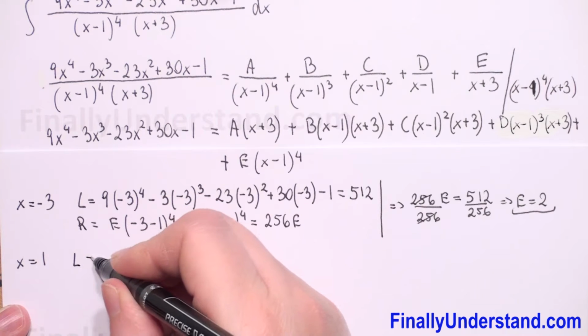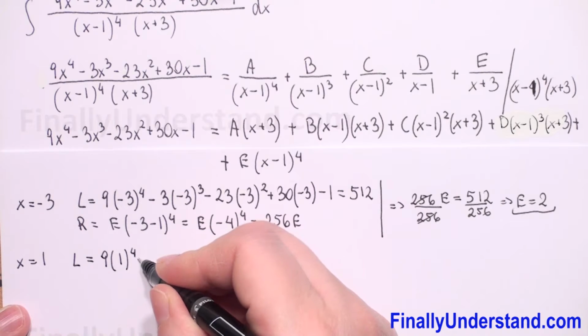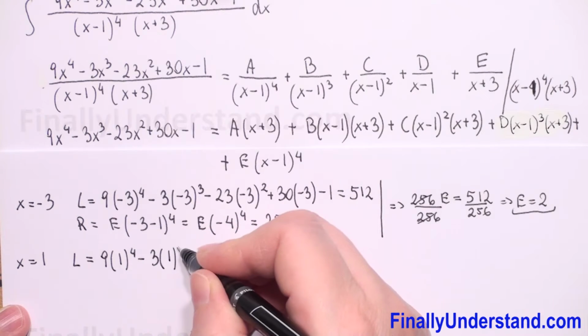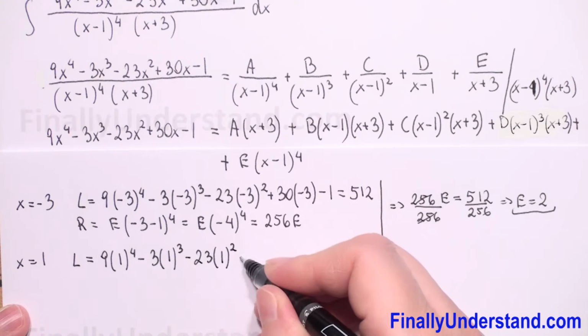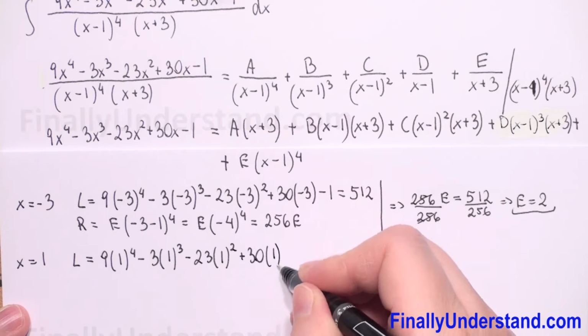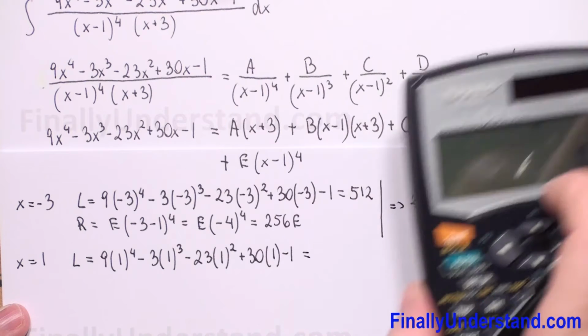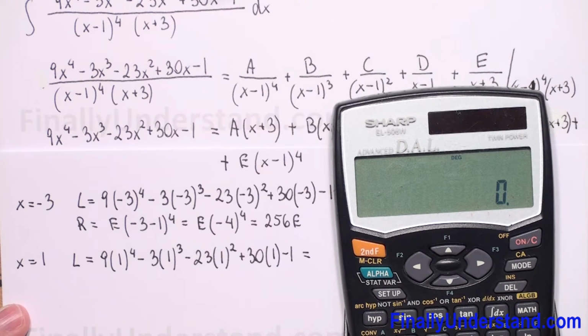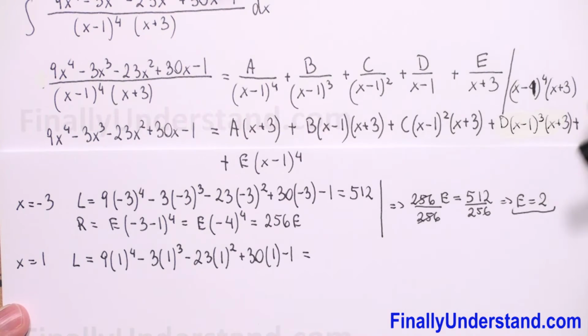We have left side is equal 9 times 1 to fourth power minus 3 times 1 to third power minus 23 times 1 squared plus 30 times 1 minus 1. This is equal. We can use calculator one more time. When we put 1 to fourth power or to third or to second, still will be 1. So we need to put 9 minus 3 minus 23 plus 30 minus 1. So this is equal 12.